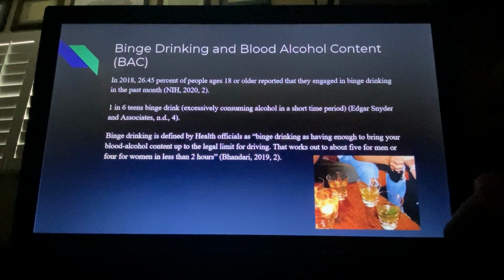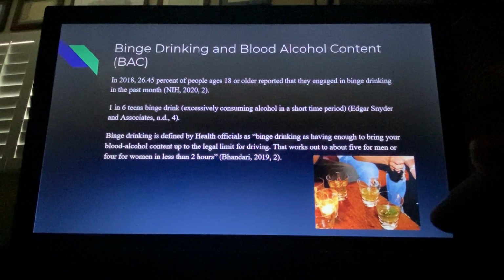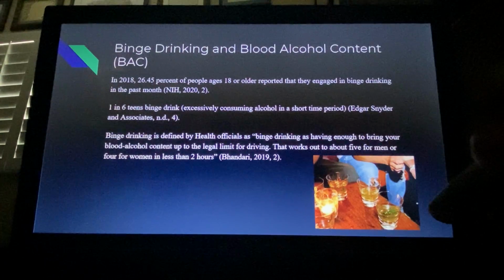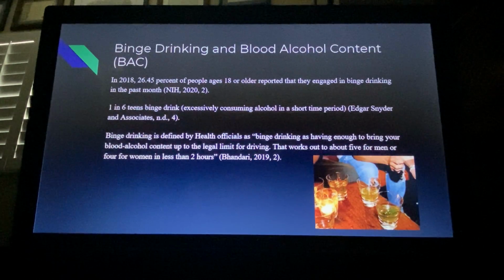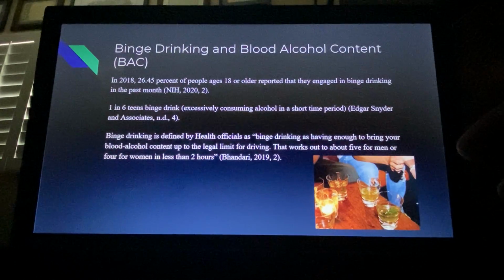Binge drinking and blood alcohol content. This is a really big topic. I feel like binge drinking is a huge thing in youth. 26.45% of people ages 18 or older have engaged in binge drinking in the past month, and 1 in 6 teens binge drink. A lot of people don't know this, and I actually just learned it: binge drinking is excessively consuming alcohol in a short amount of time, to where your blood alcohol content is above the legal limit for driving. I thought binge drinking was a lot more than that, but it's only 0.08. This works out to be about 5 drinks for men and 4 for women in less than 2 hours.